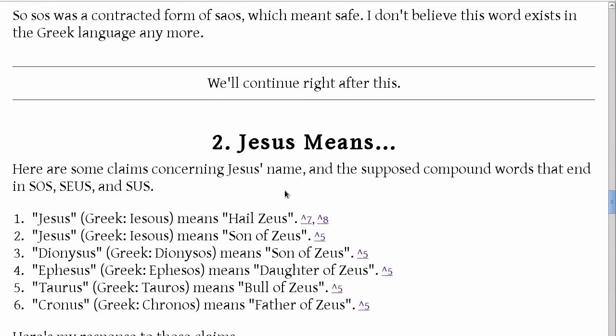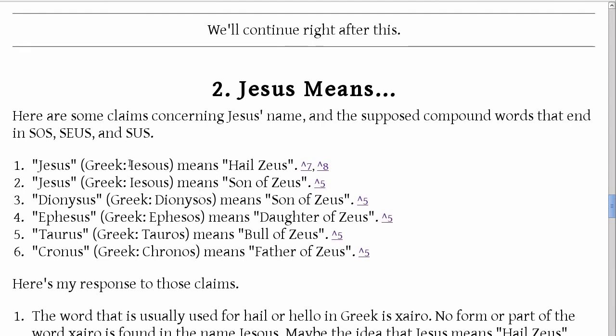We are back. Jesus means. Here are some claims concerning Jesus' name and the supposed compound words that end in SOS, SEUS, and SUS. Jesus, Greek Iesius, means Hail Jesus, so they say. These are my references that say that. Jesus, Greek Iesius, means son of Zeus. This is my references that say that. Now, these references don't necessarily claim this themselves. They might just be saying that other people claim this.